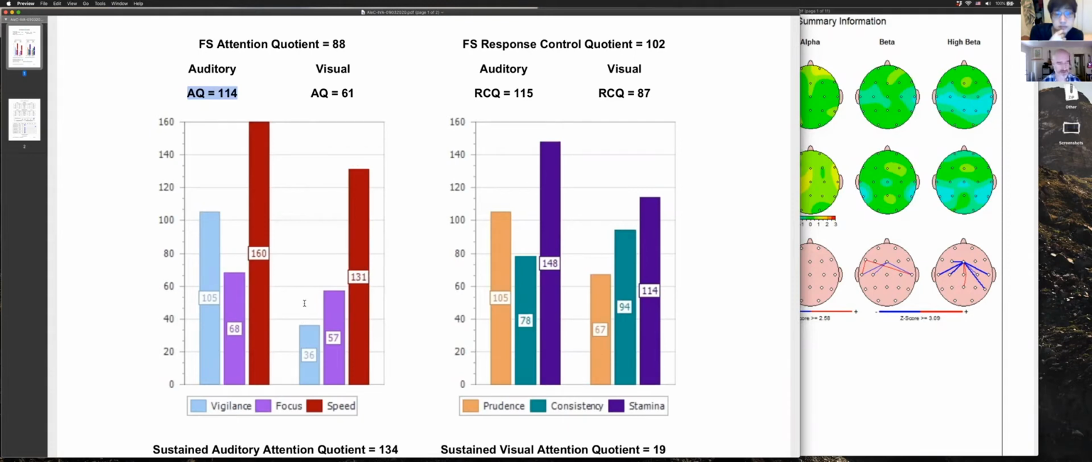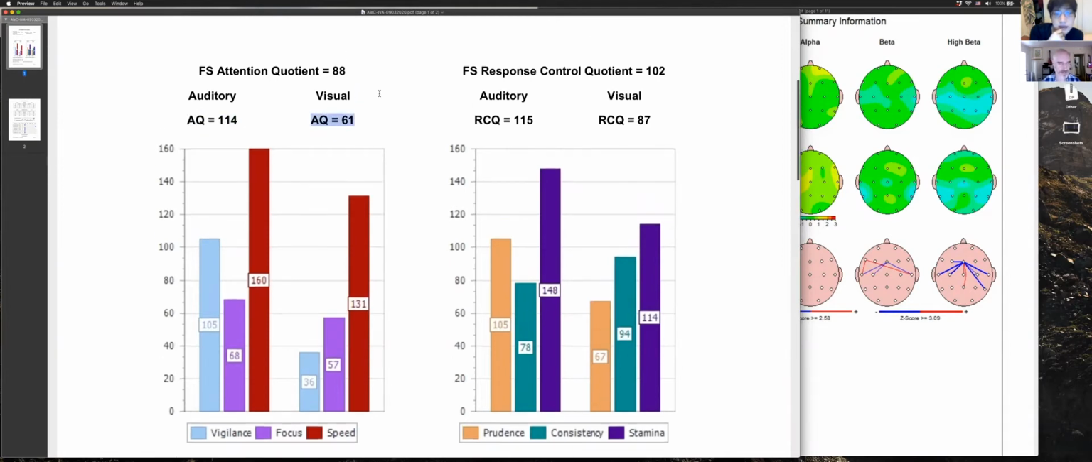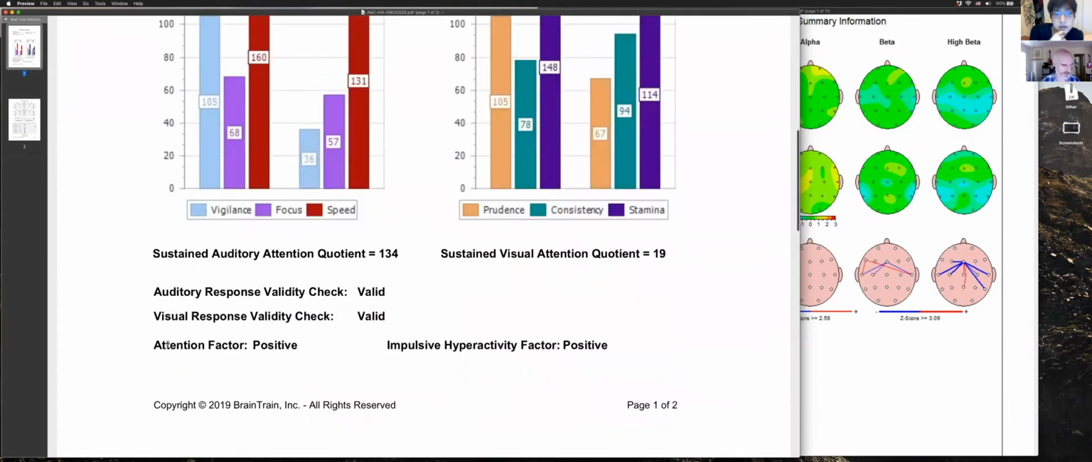But your alertness to change, called vigilance, and your sustained attention, or your background attention, called focus, are softer, and so the speed can't make up for it. So that's why it's like this. Is this also indicative of ADHD? Yes, it is down here. Low vigilance and focus.